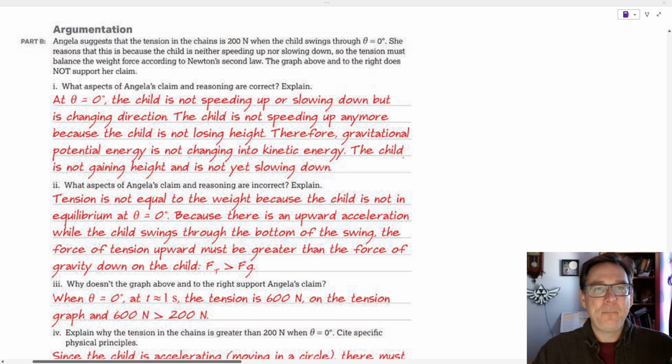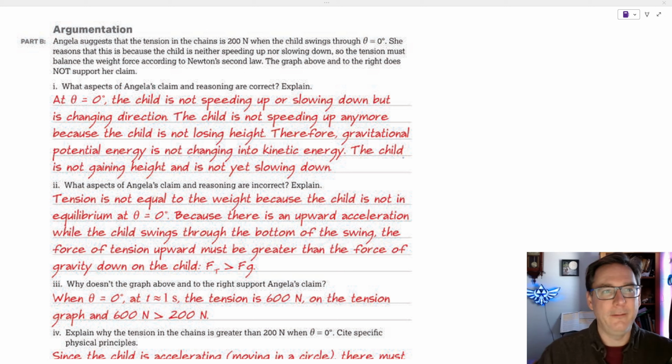The next one, Angela is noticing that the child has a weight of 200 newtons, so she suggests that the tension on the chains is going to be 200 newtons as the angle is at 0. So in other words, at the very bottom of the swing. She says it's neither speeding up nor slowing down, so tension must balance. According to Newton's second law, seems to make sense, but the graph does not support that. So what's wrong with her reasoning?